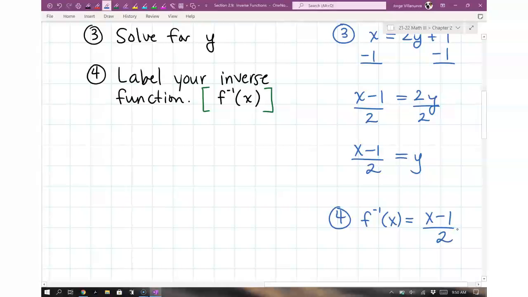Okay, notice all I did was I got the letter y and I rewrote it as f inverse of x. And that's it. This is how you find inverses. Okay, they're not meant to be like super difficult to do.